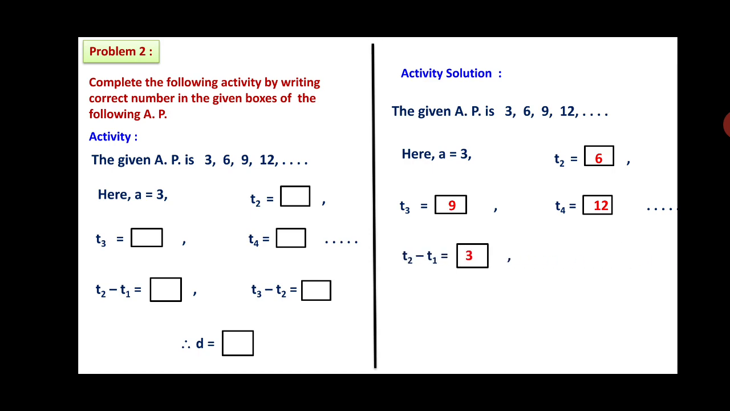Here the difference between T2 minus T1, that is 6 minus 3, is 3. Again T3 minus T2, T3 is 9 and T2 is 6. Again the difference is 3. Therefore the common difference D is equal to 3.